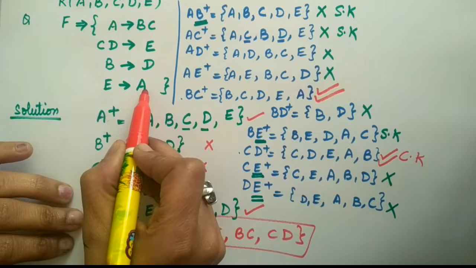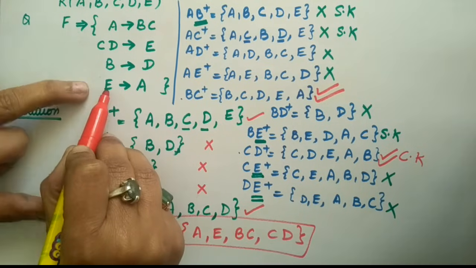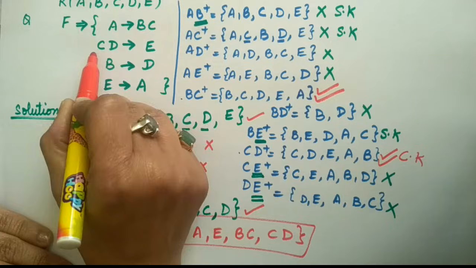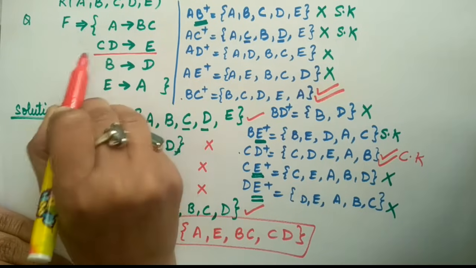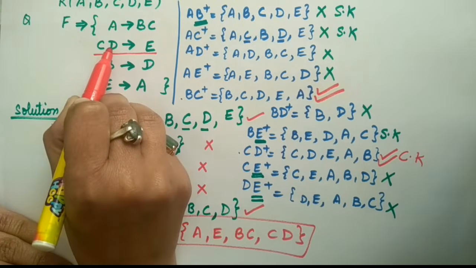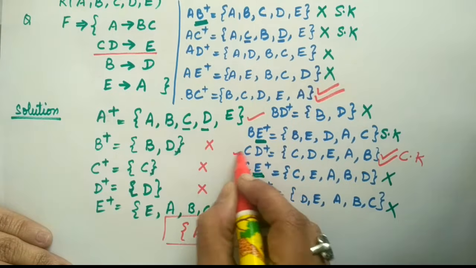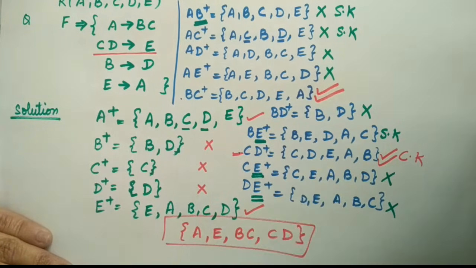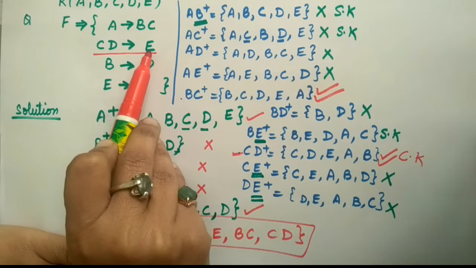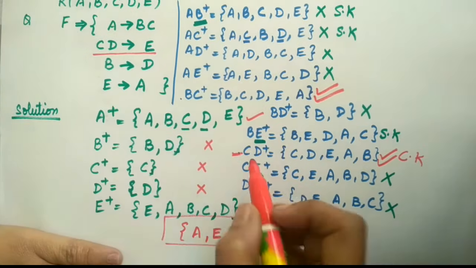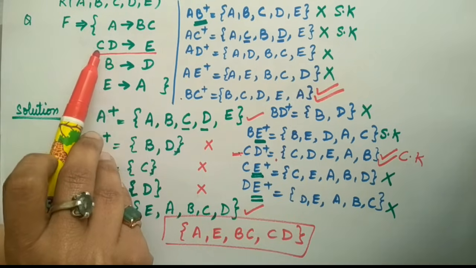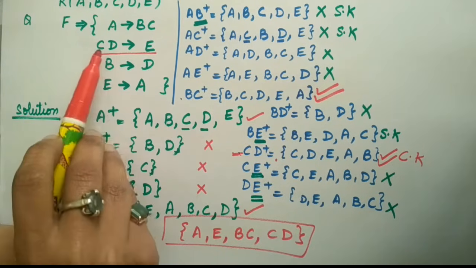A is on the right hand side of this functional dependency, so E will be a candidate key, which we have already found. Then E is on the right hand side of this functional dependency, so CD will also be a candidate key. We have done this. So this is a short method or short trick to find the candidate key. No need to take out the closure set of all the attributes. Now you have to check the other FDs also.